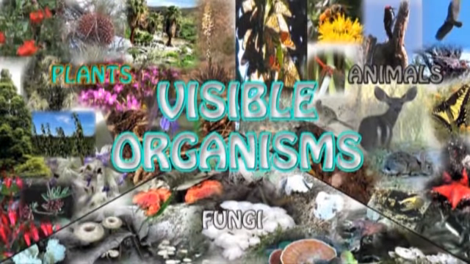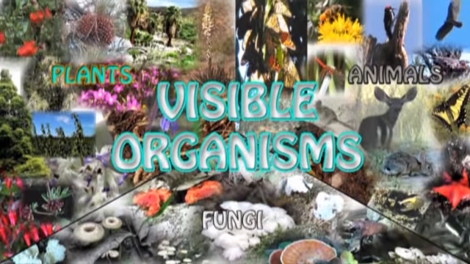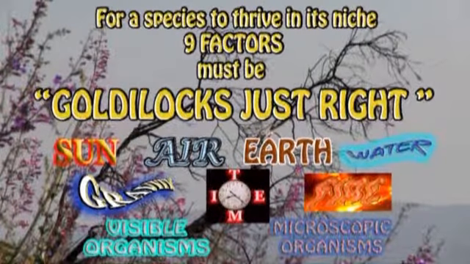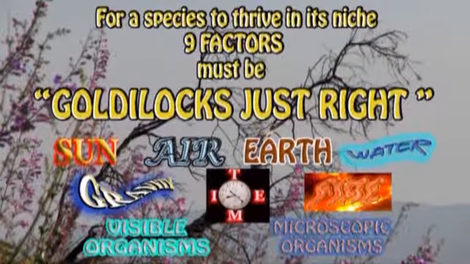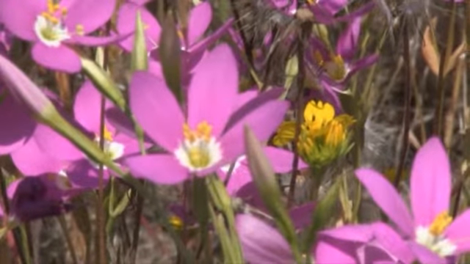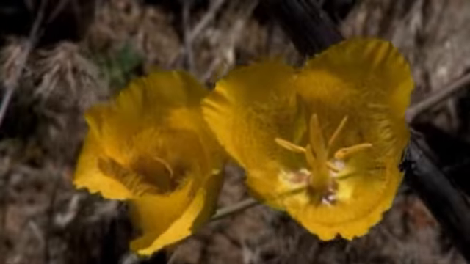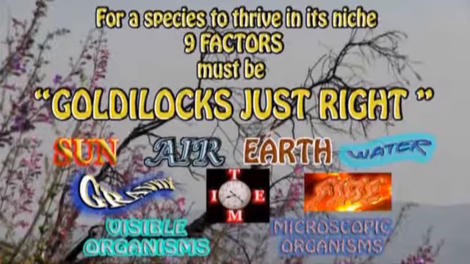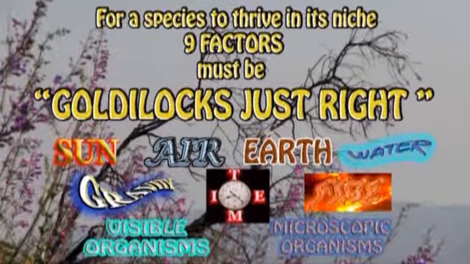One group of the biological factors contains organisms that are large enough to see. The other group, you need a microscope to see the organisms. All 9 factors interact in time and space. When any factor changes, the species must adapt, move, or die. A species is defined as a group of organisms that are similar and are capable of interbreeding and producing fertile offspring in nature. This is the idea of Goldilocks ecology. For a species to thrive, all 9 factors must be just right.